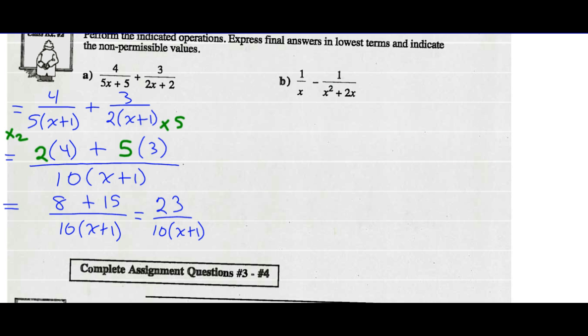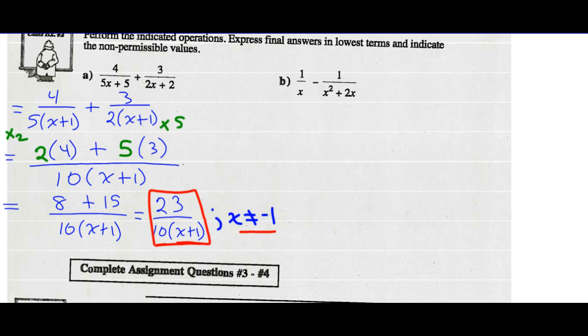Once I've simplified my numerator, I should state non-permissible values. Well, 10 doesn't have a variable, so I don't have to worry about that. We only worry about the variable factors in our denominator. So x plus 1 has a non-permissible value of x can't equal -1, and I can't reduce my numerator with my denominator any further. So that's the simplest expression with my restrictions. All right.